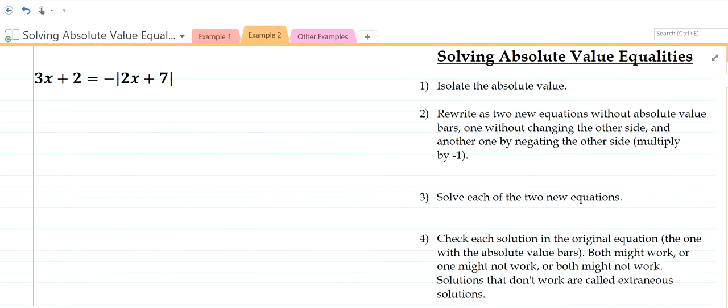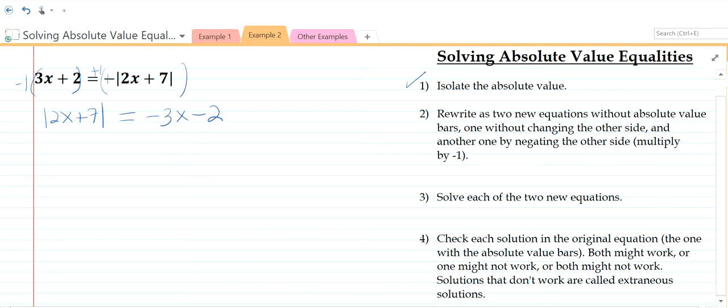Example 2. Isolate the absolute value. Okay, it's not by itself, so we make it by itself by multiplying both sides by -1 or dividing by -1, either way. So this becomes positive. So we get absolute value of 2x plus 7. I just like to have that on the left side, but it doesn't matter. Equals -3x minus 2. Distribute that negative. We're done with step 1.